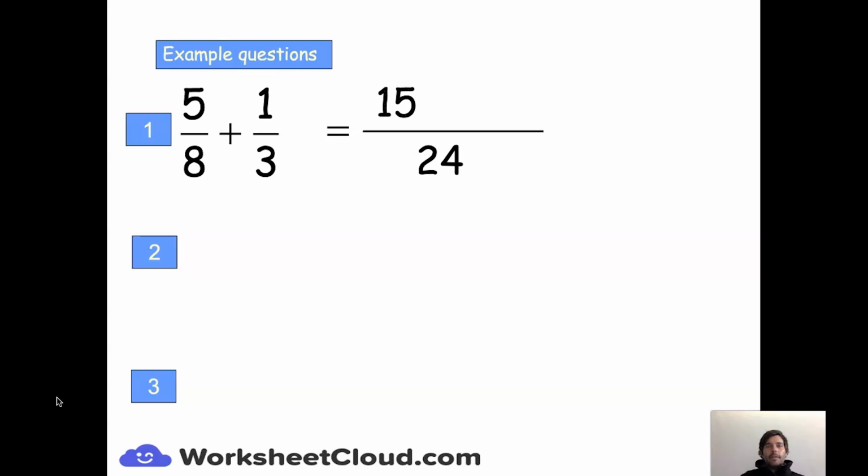5 times 3 is 15. I know for the second fraction, 3 times 8 is 24, so I must do the same to the numerator. 1 times 8 is 8. And then I add the numerators, have the same denominator, and my final answer is 23 over 24.